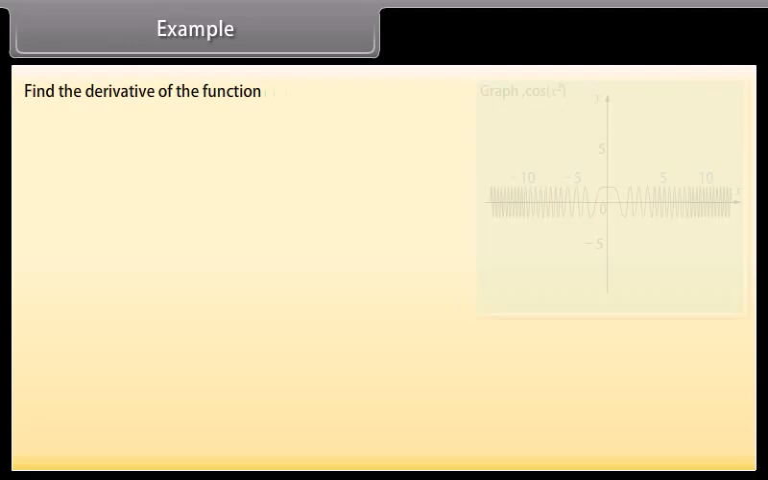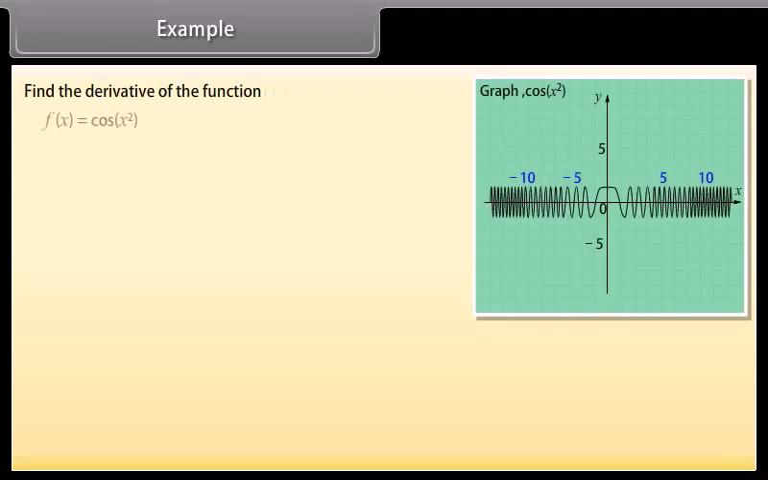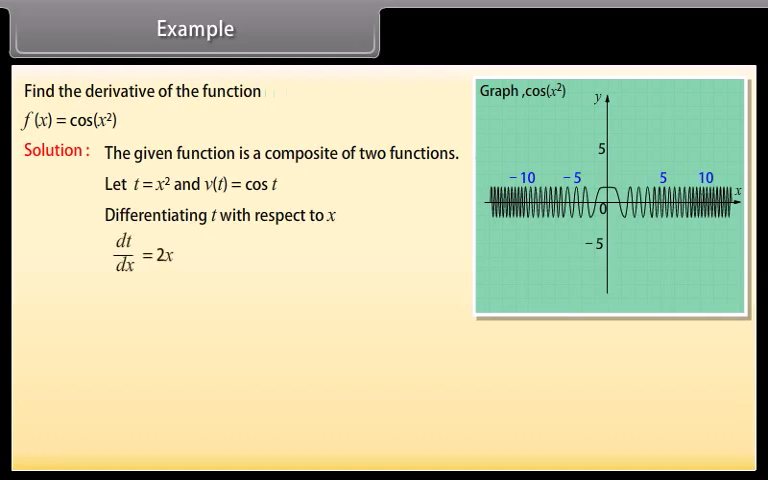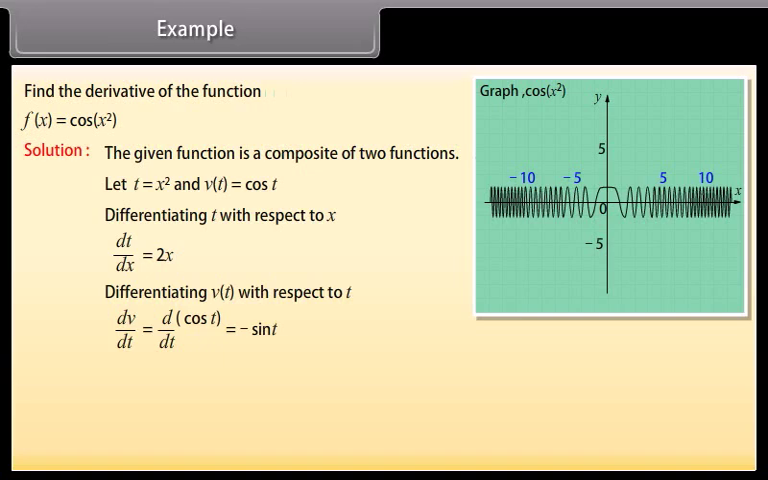Example. Find the derivative of the function f of x is equal to cos of x square. Solution. The given function is a composite of two functions. Let t is equal to x square and v of t is equal to cos t. Differentiating t with respect to x, dt/dx is equal to 2x. Differentiating v of t with respect to t, dv/dt is equal to d/dt of cos t is equal to minus sin t.